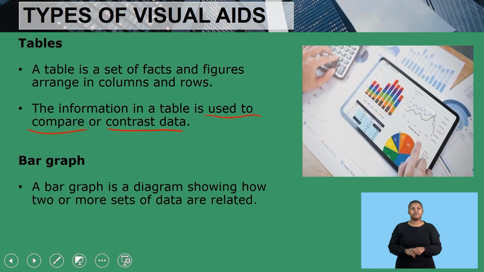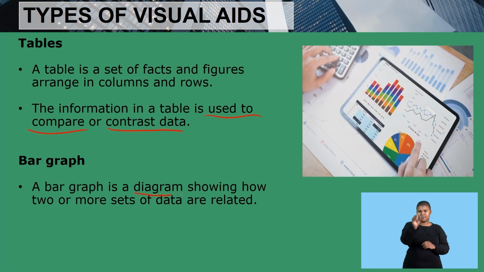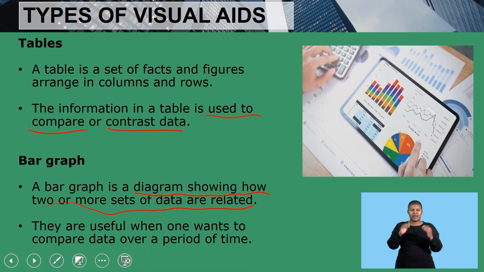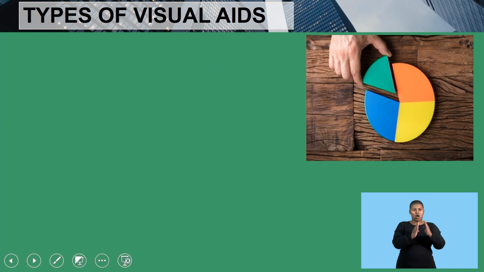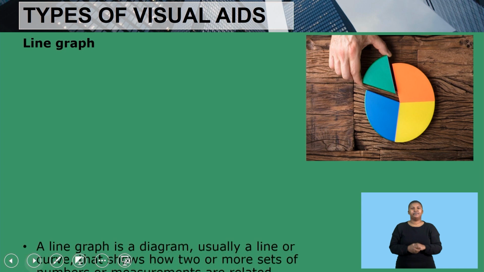Then we have a bar graph. A bar graph is a diagram showing how two or more sets of data are related. They are useful when one wants to compare data over a period of time. Then we move on to the line graph.